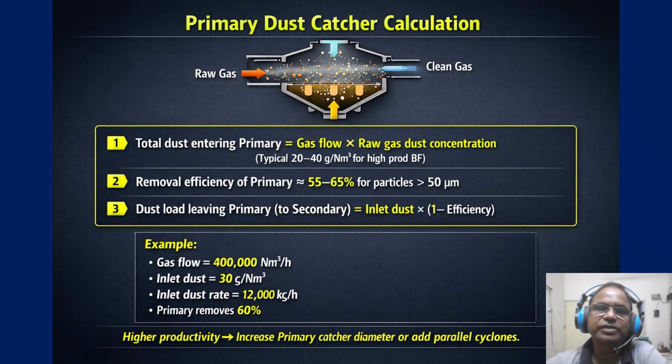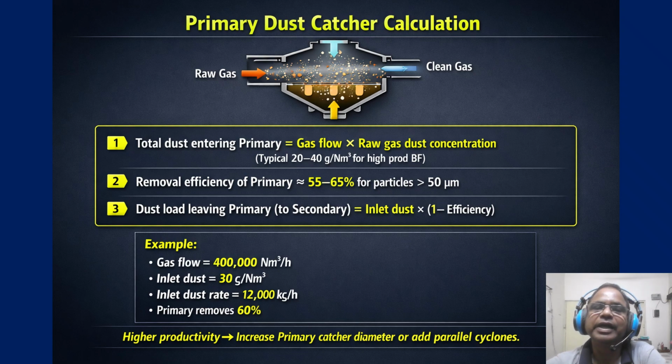So coming to the next step, knowing the removal efficiency of the primary dust catcher. For particles larger than 50 micron, it's about 55 to 65%. It will not catch fine dust. Moving forward, calculate dust leaving the primary dust catcher. This goes to the secondary unit. Outlet dust is equal to inlet dust into 1 minus efficiency.